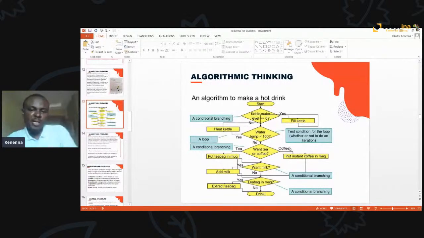And let's look at this instance. You want to make a hot drink. So from the beginning of that process to the end, can we draw up steps to follow in order to have a cup of tea in my hand that I can drink? So we start.